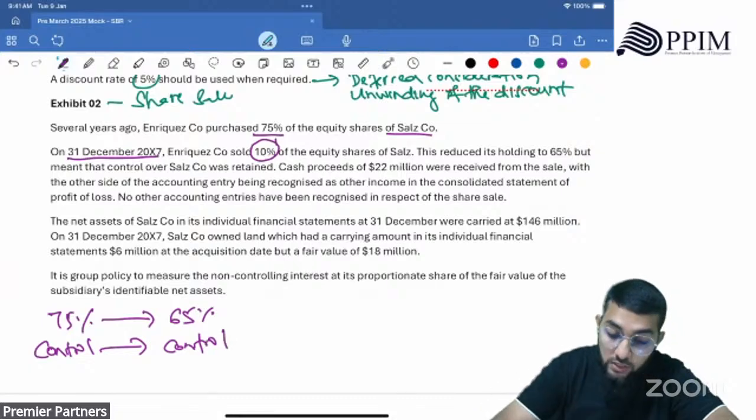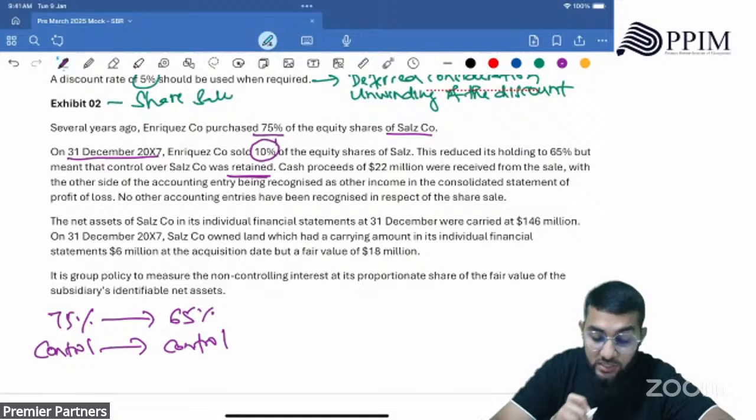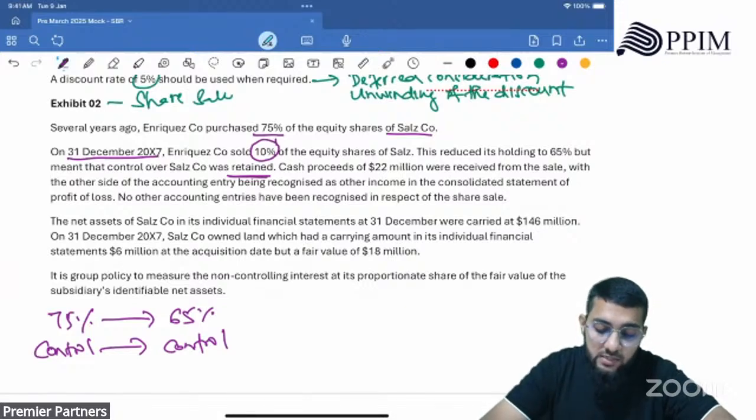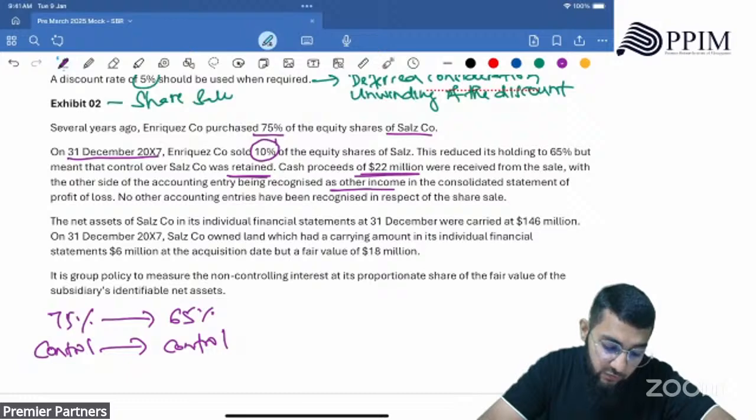Control is not gone yet, right? This reduced its holding to 65%, but meant that control over Salesco was retained. They're clearly saying it was retained. Cash proceeds of $22 million were received from the sale, with the other side of the accounting entry being recognized as other income in the consolidated statement of profit or loss.